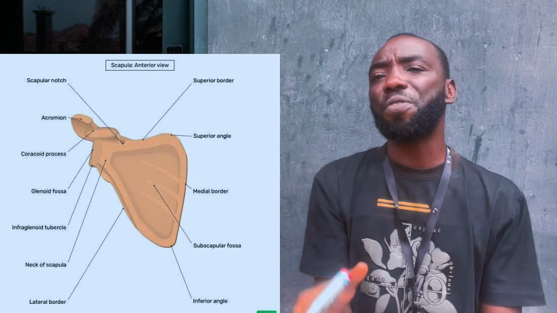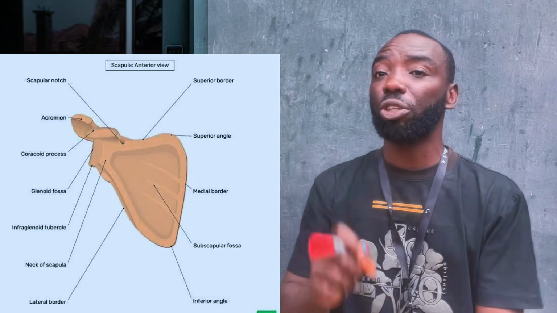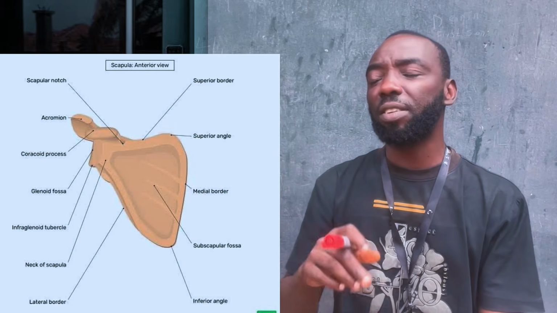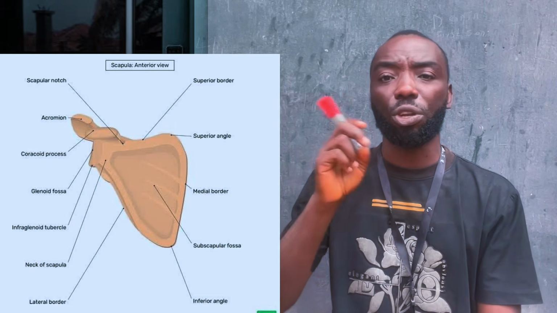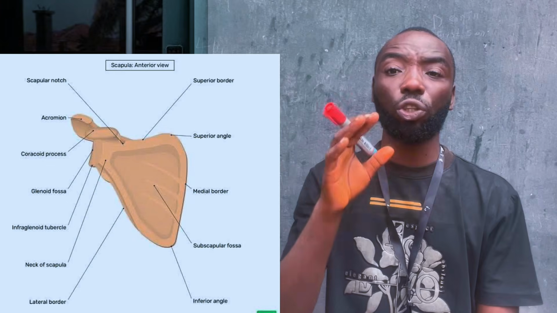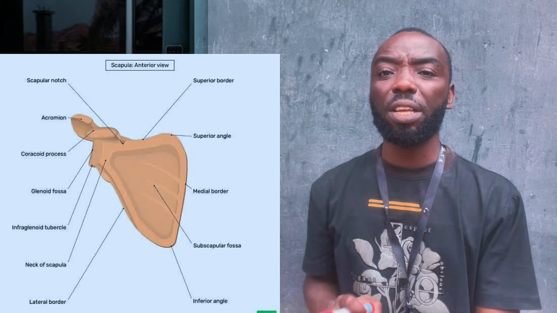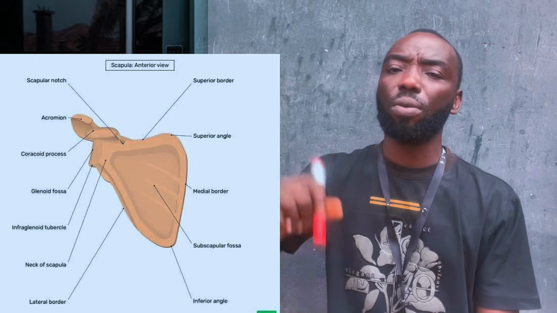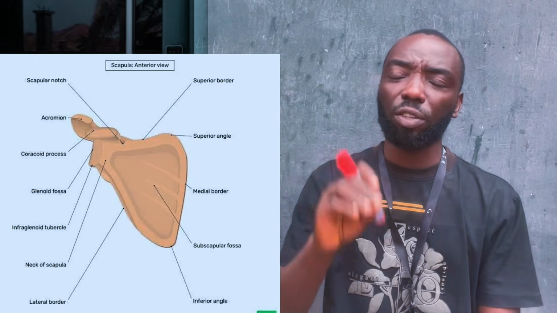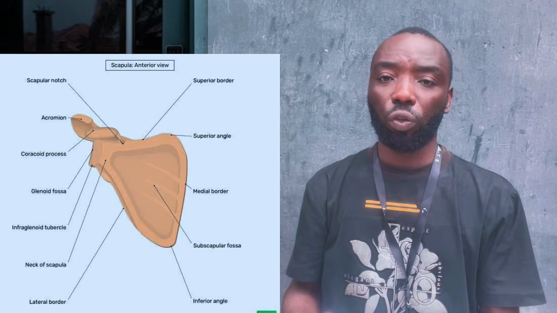Here we said it provides attachment for muscles, articulation with the humerus. So it forms part of the shoulder girdle. Now the next one is it protects structures around the shoulder.